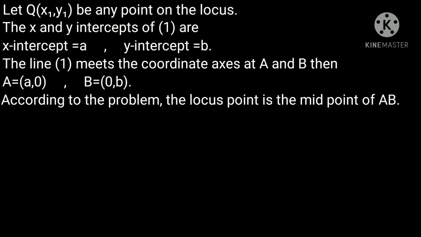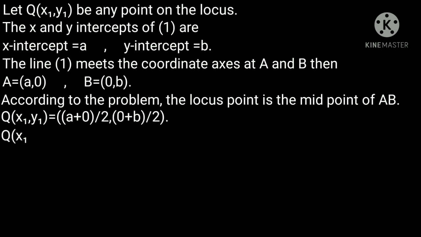Then Q(x1, y1) equal to the midpoint of AB. Apply the formula ((x1 + x2)/2, (y1 + y2)/2). Then Q(x1, y1) equal to ((a + 0)/2, (0 + b)/2). From this, Q(x1, y1) equal to (a/2, b/2). We know the formula: if any two points are equal, then their coordinates are also equal.